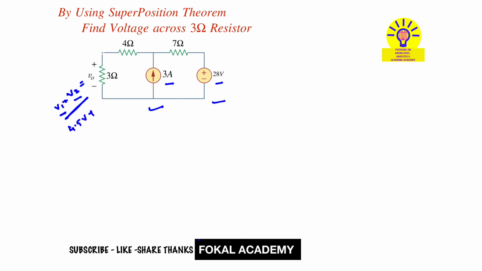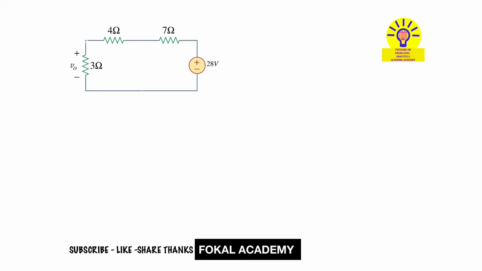Now find V2 also. V2 is contributed by the 28 volt source, so keep it active. Here current source deactivation means open circuit. So current sources are always open circuited. The circuit looks like this, where the current source is open circuited. Now find the voltage contributed by the 28 volt source.